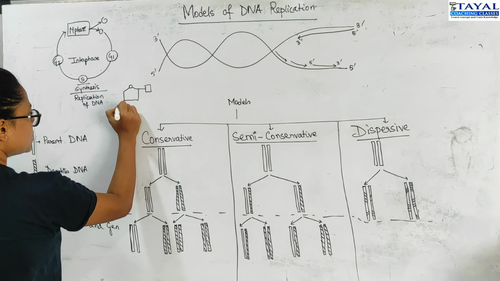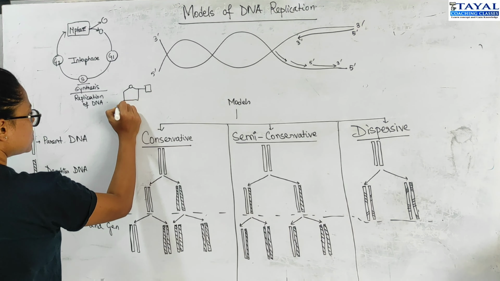Okay, so there were three proposed models, three basic ideas through which replication could have happened. These three proposed models were the conservative model, the semi-conservative model and the dispersive model. Let's start with the conservative model. The term states what it means. Conservation means to keep something intact or as it is.